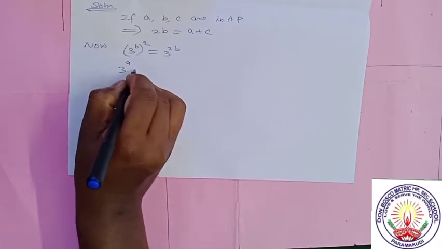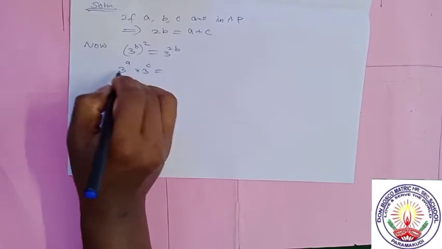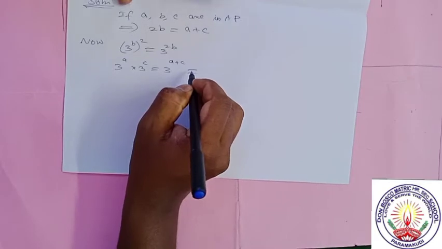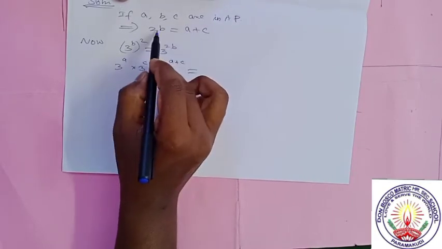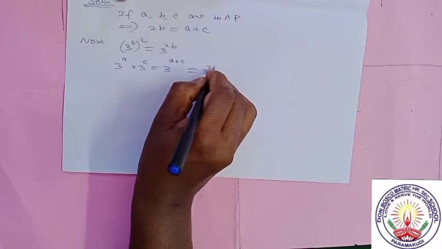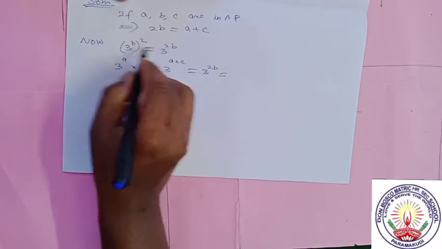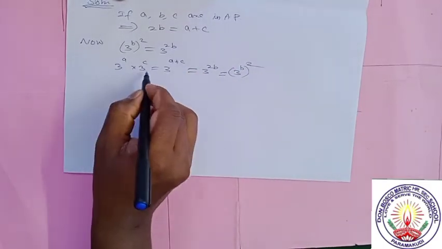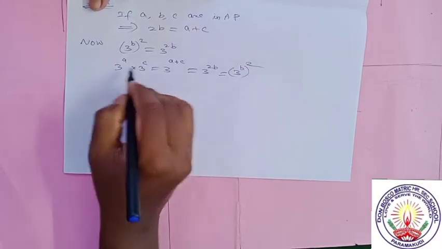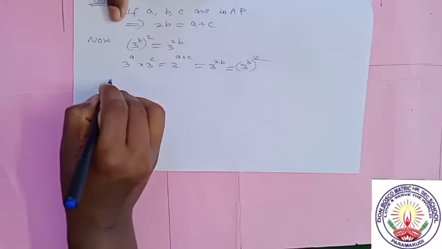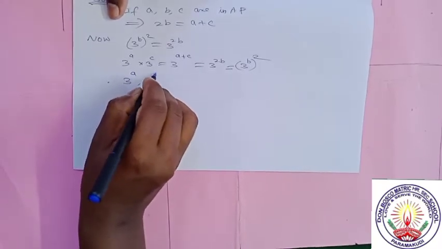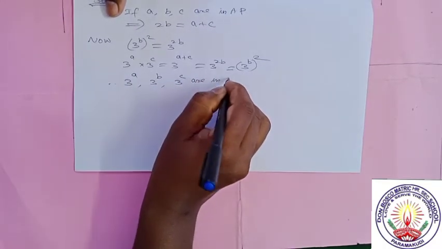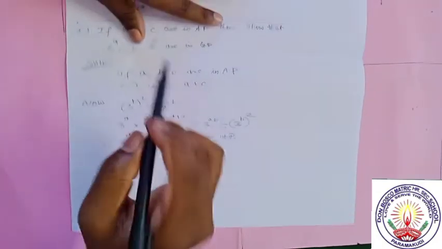Now find the product of the first term into third term. 3 power A into 3 power C is equal to, since both have the same base, we can add the powers, 3 power A plus C, which is equal to, as A plus C is equal to 2B, 3 power 2B. We can write 3 power 2B as 3 power B the whole square. Now see, first term into third term is equal to second term square. Therefore, first term 3 power A, second term 3 power B, and third term 3 power C are in geometric progression.